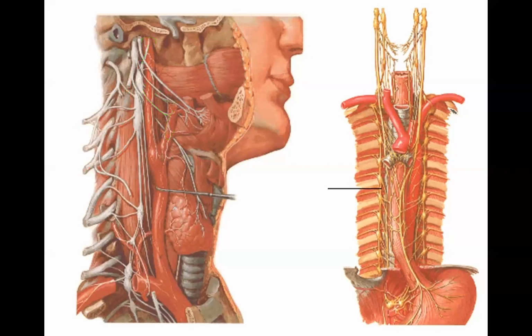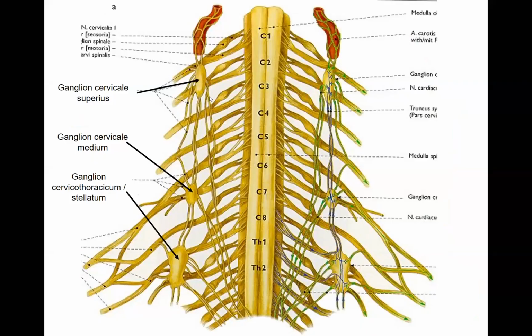So we have talked about the superior. Now we will talk about the middle, and then the inferior. And you can see that the inferior is fused with the first thoracic. So this is what we are going to talk about now. Again, three ganglia: the superior, middle, and the inferior here. I will come to that in a minute.